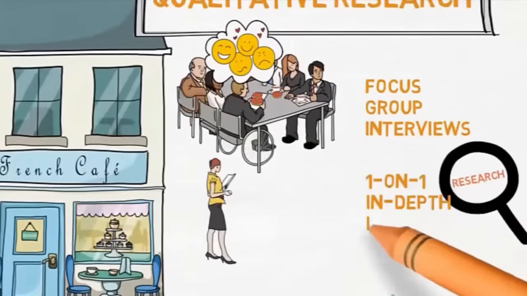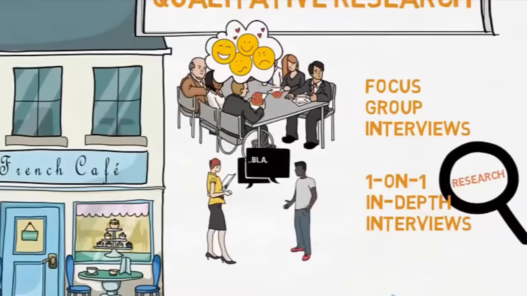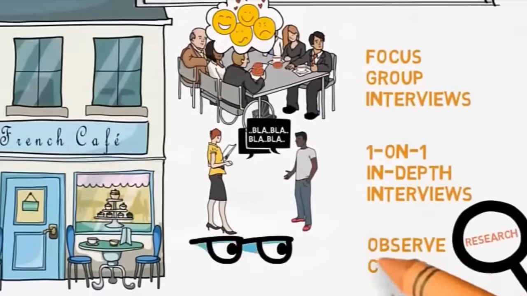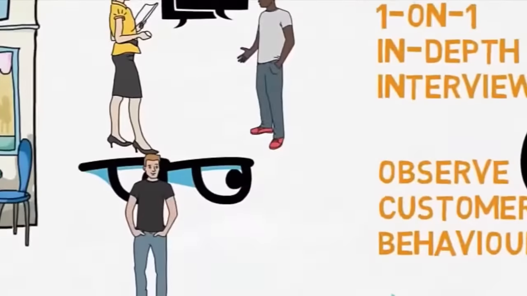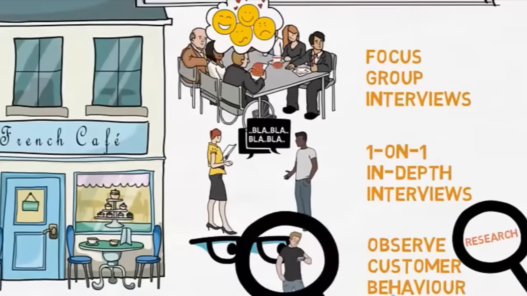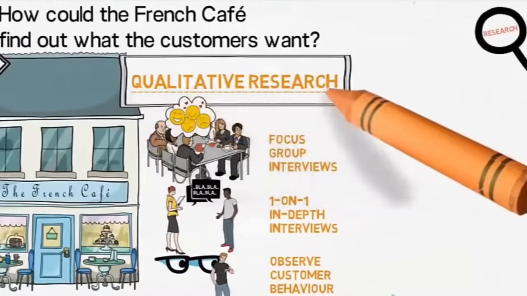They could also choose to perform in-depth interviews on a one-on-one basis rather than in groups. They could also observe how customers behave when visiting the café. Interpreting facial expressions, actions, and body language in general might also uncover elements of satisfaction or dissatisfaction. We call these types of research qualitative research.